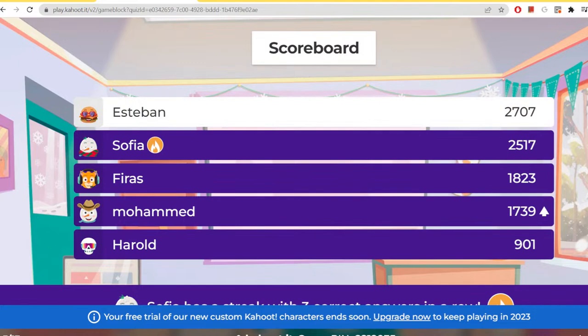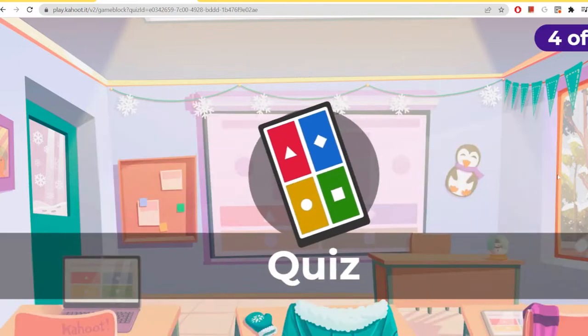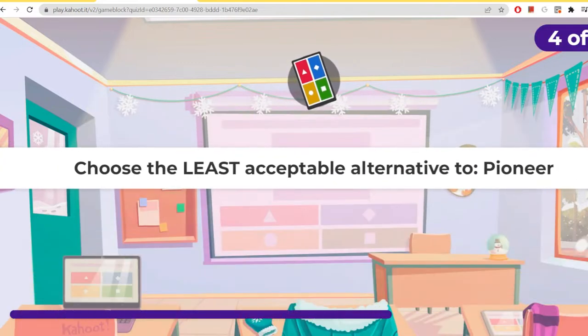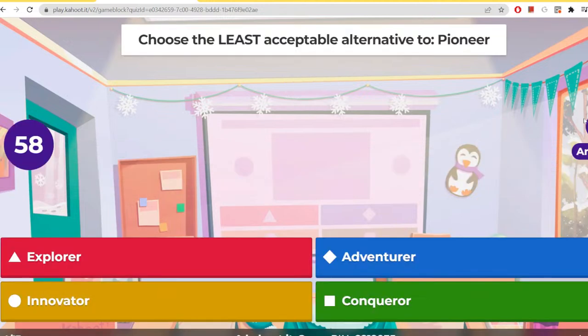All right. People moving around. Stavon still keeping on top. All right. Least acceptable alternative. We're looking for an opposite of this. Or just one that's not a good synonym. Maybe not an opposite, but not a good synonym.